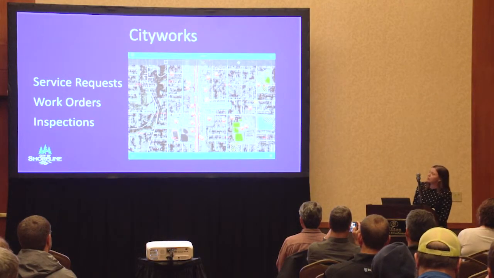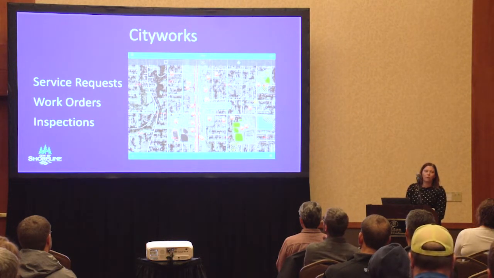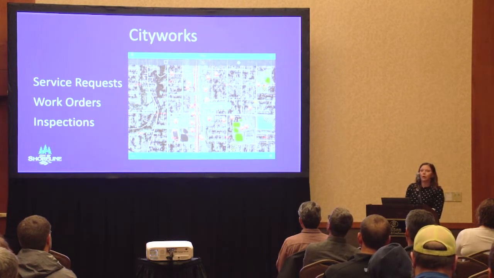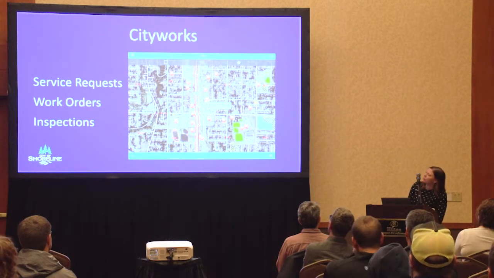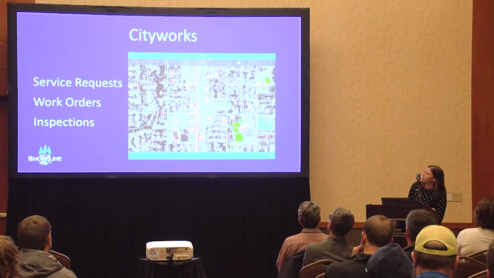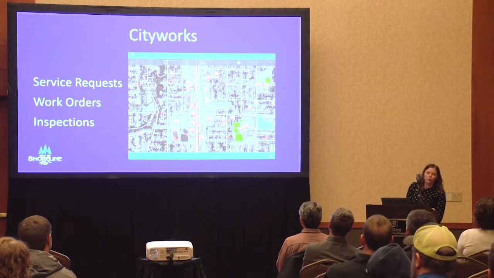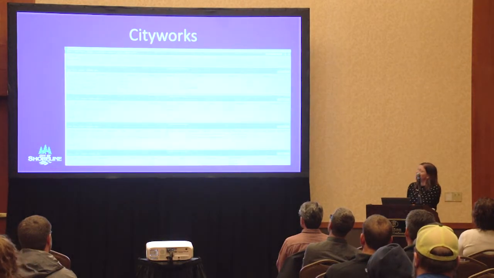The map that you see on this screen is a snapshot of what the map looks like on the Cityworks app on an iPad. The little yellow guy, one of them is highlighted, is a water quality service request, and the little red wrenches show where there are work orders. That's zoomed in, and it shows where City Hall is within Shoreline.